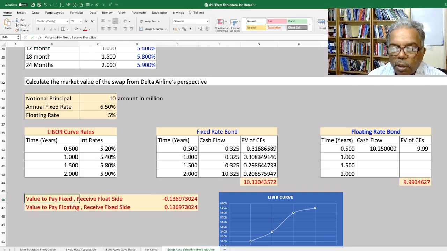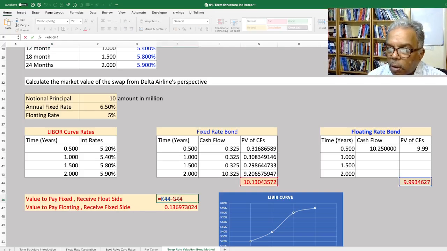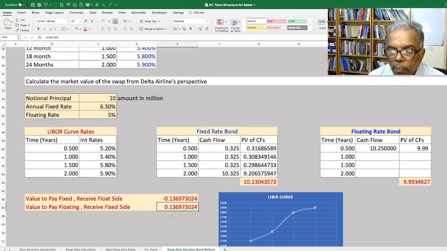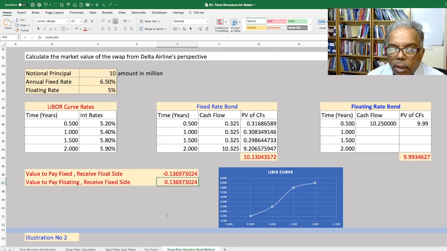To value a swap where you pay fixed and receive floating, the value is the value of the floating bond minus the value of the fixed bond. Similarly, the value to pay floating and receive fixed, from the point of view of the bank, is the value of the fixed coupon bond minus the floating coupon bond. So this is how we can calculate it.